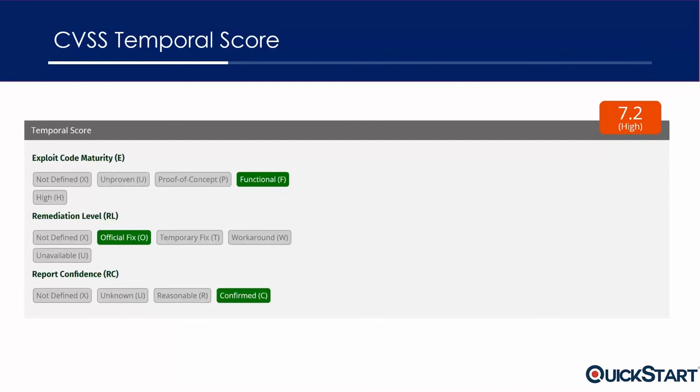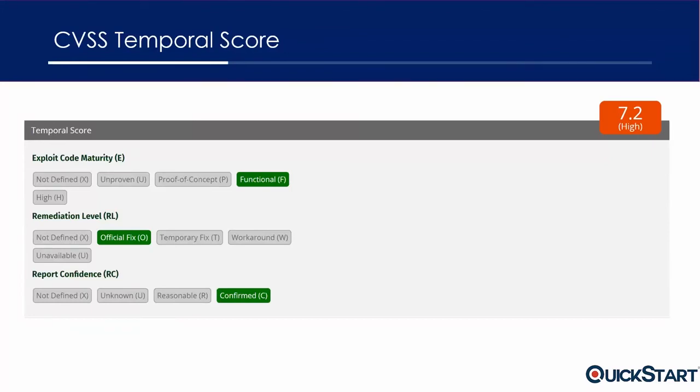And then report confidence: unknown, reasonable, confirmed. Well, again, depending on what you selected ahead of it, it kind of will force you into what to select there. So you see, once I lay my temporal score on top of it, it brought my score down to a 7.2, based on the selections that I made. If I would have made different selections, the score would have gone up or down, depending. But now you see I went from a 7.8 to a 7.2. So I'm getting better. It's bringing the risk down.